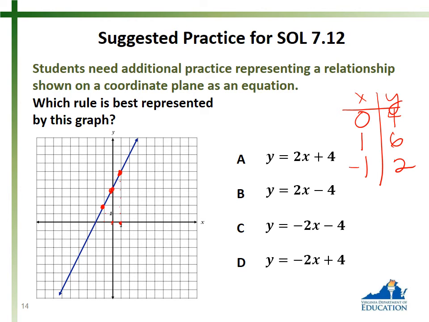So let's start with letter A. If I fill in 0 for x, 2 times 0 is 0, plus 4 gives me 4. So I can say y equals 4, so that one works. 2 times 1 gives me 2, plus 4 gives me 6. And -1 times 2 gives me -2, plus 4 gives me 2. So thankfully, I'm left with A as the solution to this.